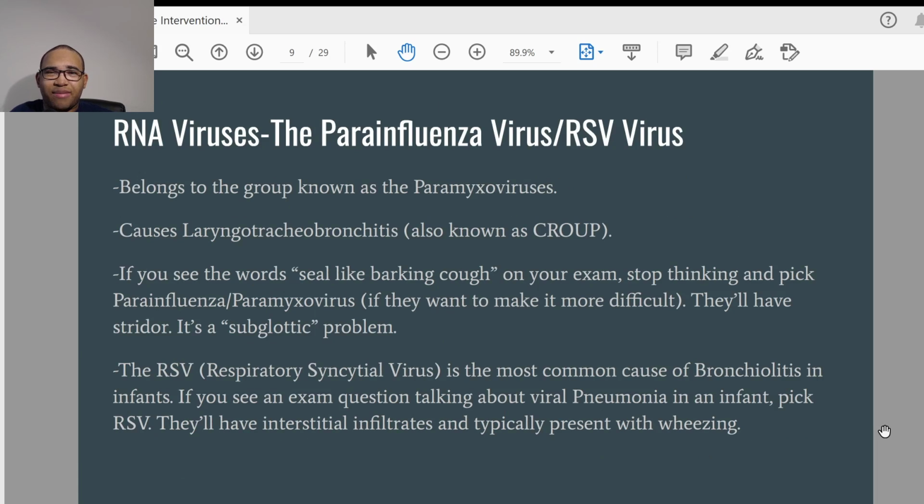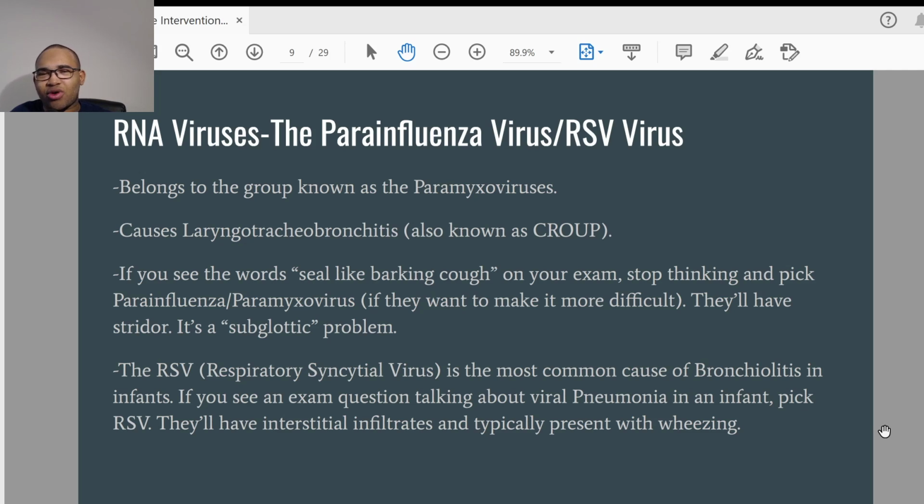And then we have the parainfluenza virus and the RSV virus, right? So remember, those are the paramyxoviruses. Remember, the parainfluenza virus causes croup, right? Sometimes instead of writing croup on the exam, just to mess with your head, they'll call it laryngotracheobronchitis. So if they tell you that a person has a seal-like barking cough, don't bother reading the rest of the question. It's parainfluenza.